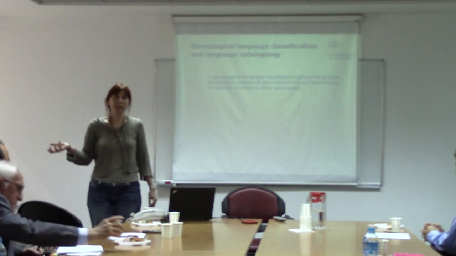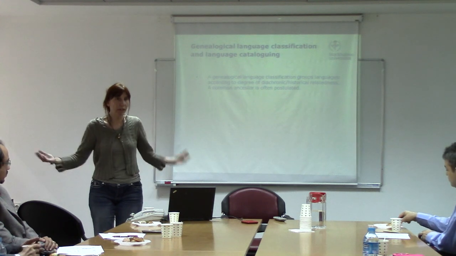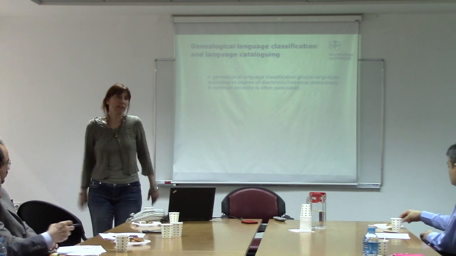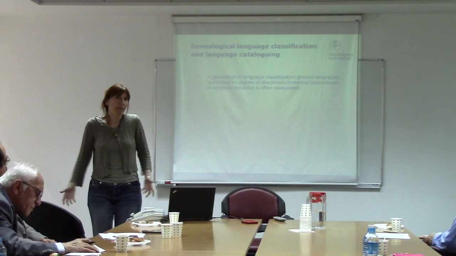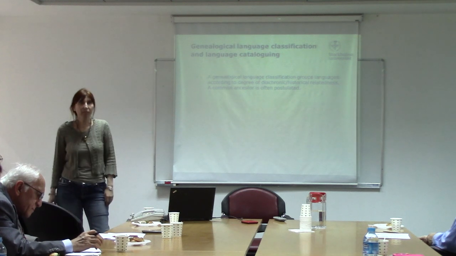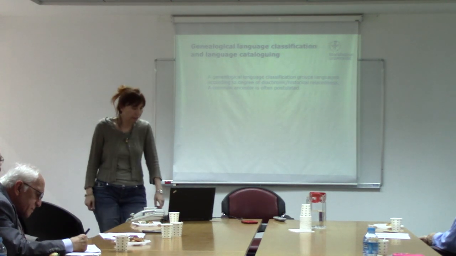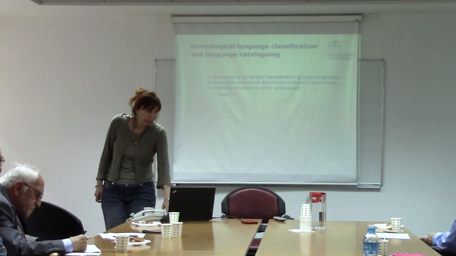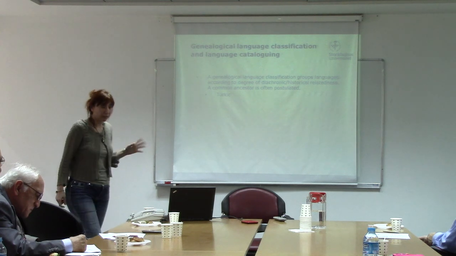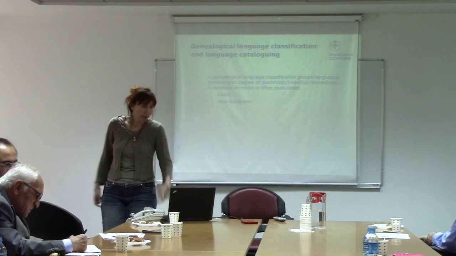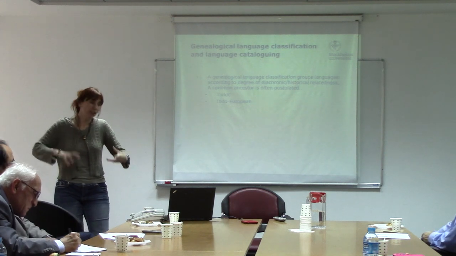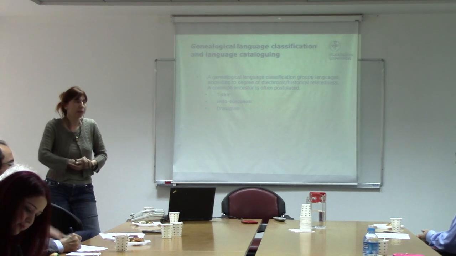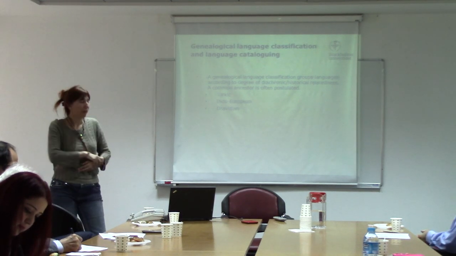Another way to classify, when you see that there is no possible common ancestor, is to group languages based on the geographic area. So Papua is one such example, the Caucasus is another. No common ancestor is possible. But Turkic, there is no question, there is a proto-Turkic language, there is a proto-European language, there is a proto-Dravidian language. So these are examples of genealogical groupings.